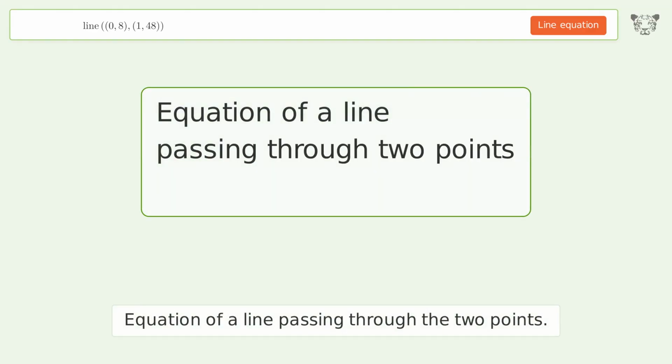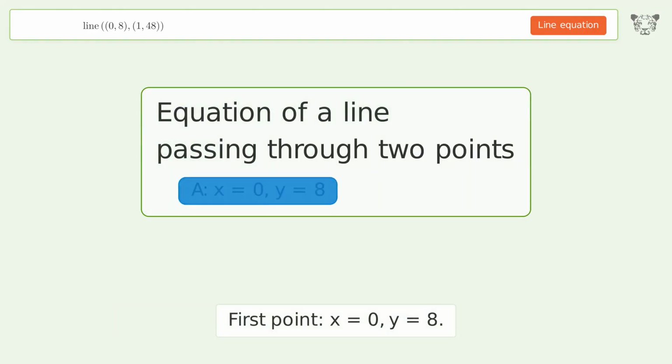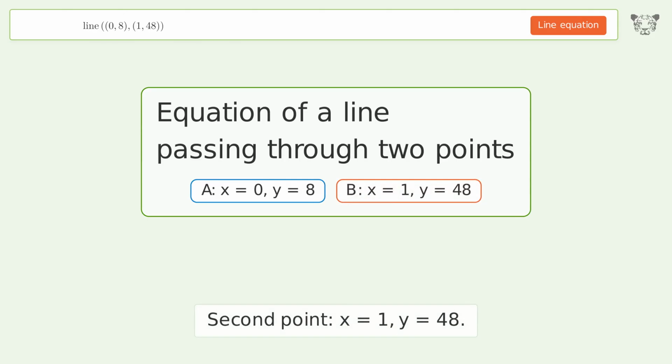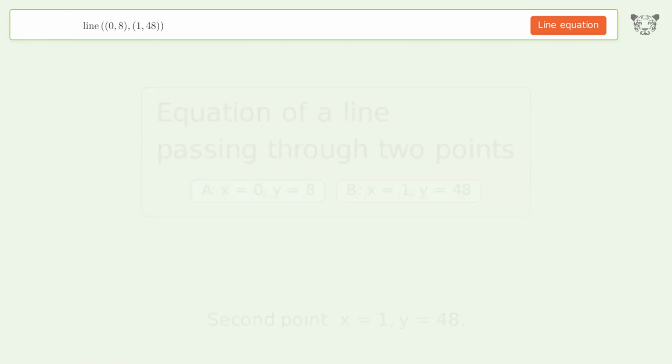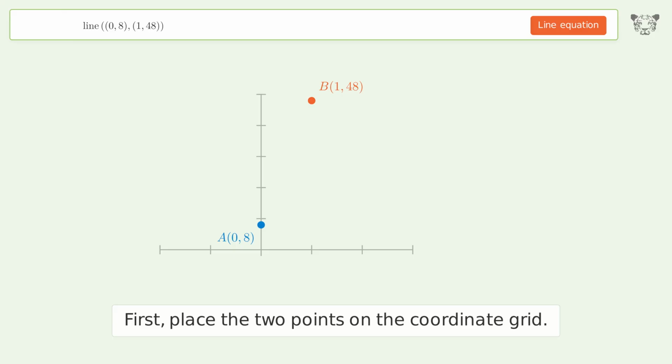Equation of a line passing through 2 points. The first point has x equals 0, and y equals 8. The second point has x equals 1, and y equals 48. First, place the 2 points on the coordinate grid.